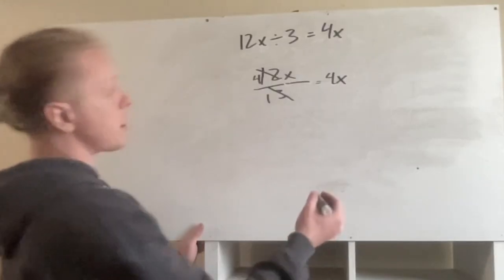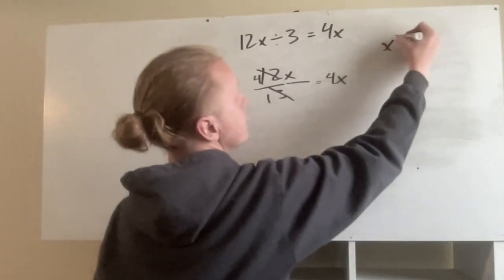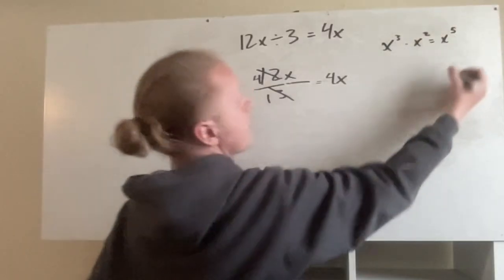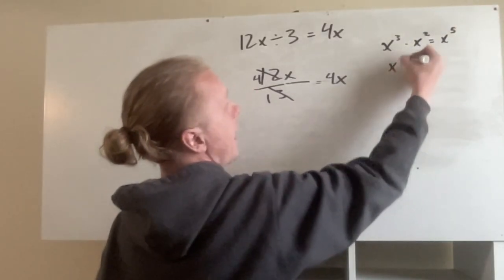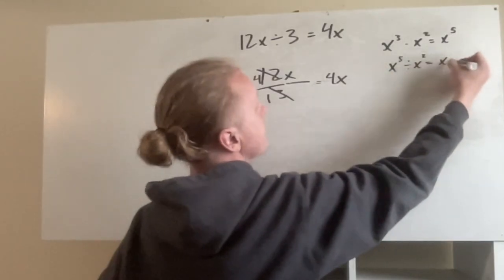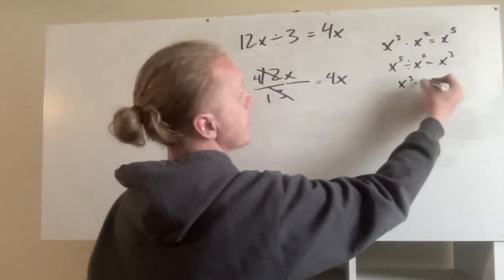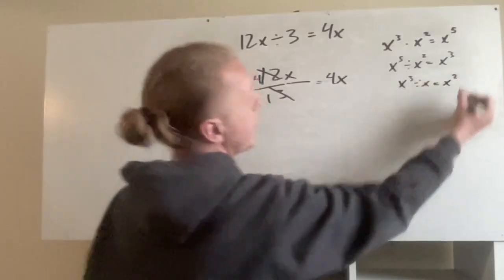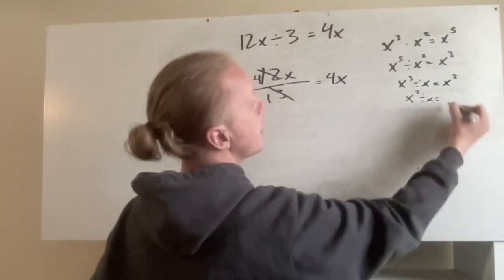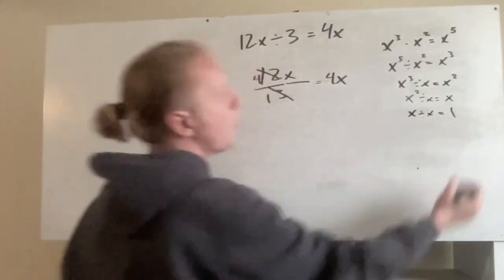The other thing that we should talk about is that same pattern we were noticing with exponents, right? We talked about x to the third times x squared is x to the fifth. Well, by that same logic then, x to the fifth divided by x squared gives me x to the third. And x to the third divided by x would give me x squared. And x squared divided by x would give me x. And if we actually keep going, x divided by x finally would give me 1.